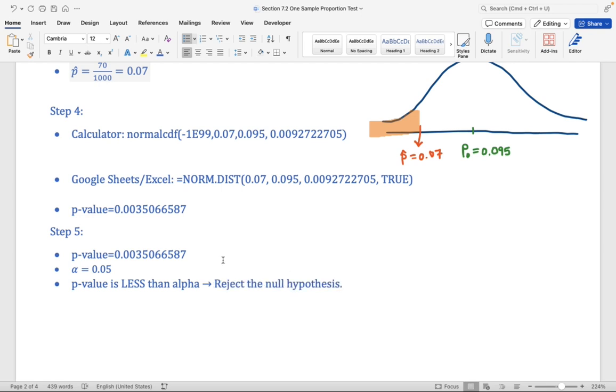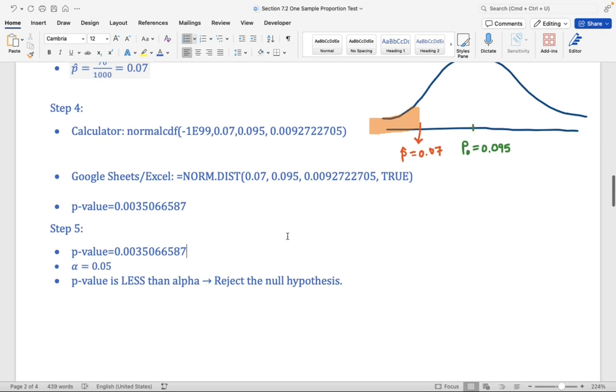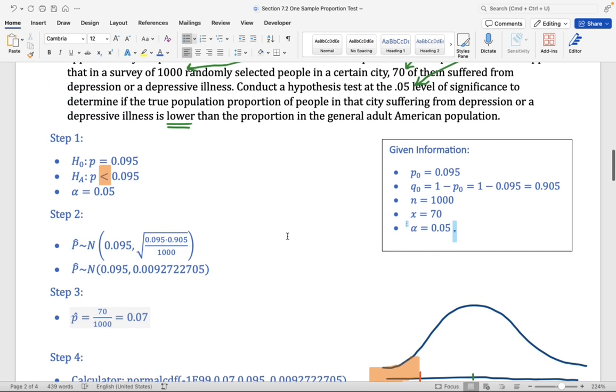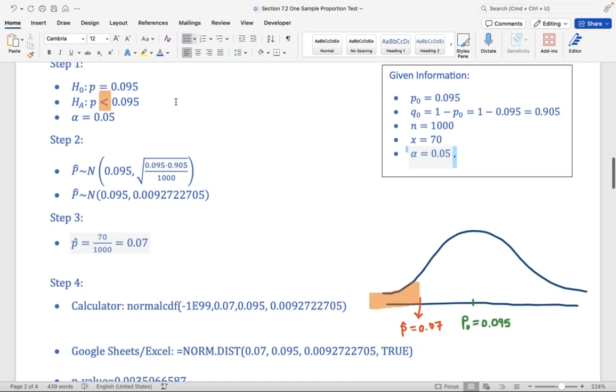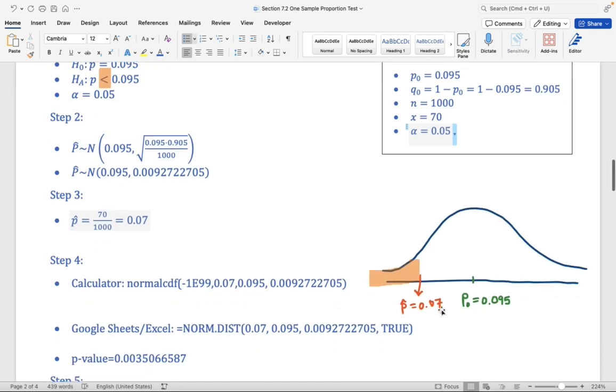Let's go ahead and think about what we're seeing. Notice this probability here, the area below p hat, is really small. Here we're saying we conducted a study with 1,000 people. This is a big sample size. Okay? We randomly selected these 1,000 people, and we got p hat equal to 0.07.